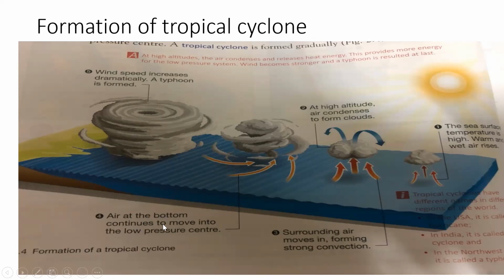Air bottom continues to move into the low pressure center, okay? Air comes in. And then when air comes in, wind speed increases dramatically, and then the typhoon is formed, okay?